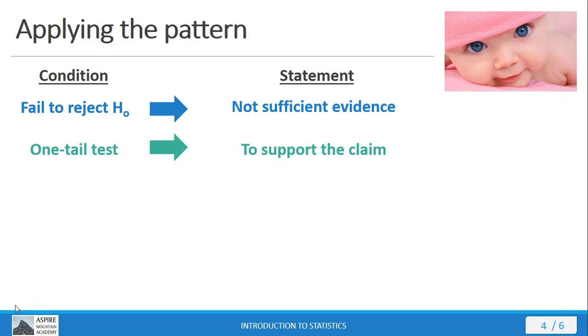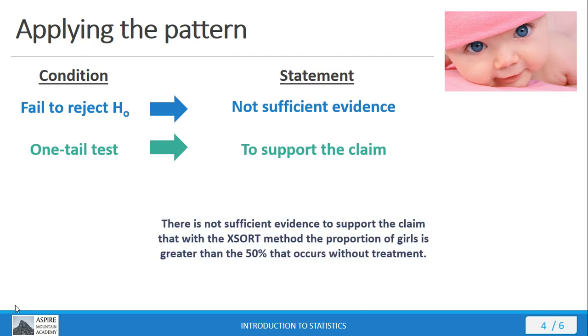So then how do we piece this together? Well, it goes just like this. There is not sufficient evidence to support the claim that with the XOR method, the proportion of girls is greater than the 50% that occurs without treatment.